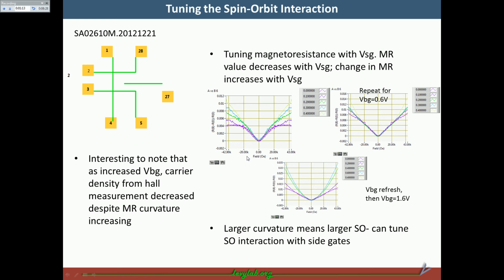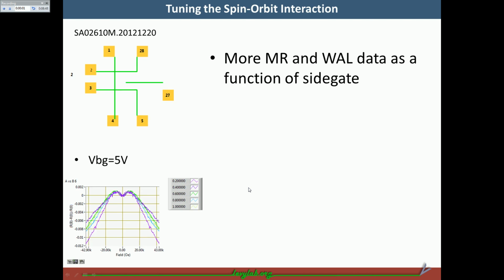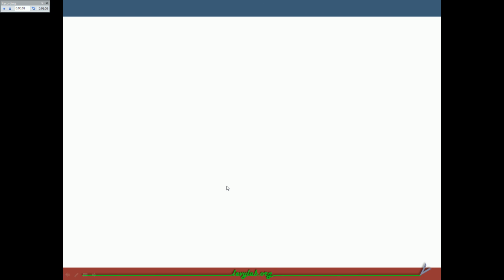And so then we repeated this measurement for various backgate values. And then I have a couple additional slides that I wasn't sure if I was going to talk about, the examples or not. So I wasn't sure if I was going to include those or not. And then I don't have a summary slide yet.